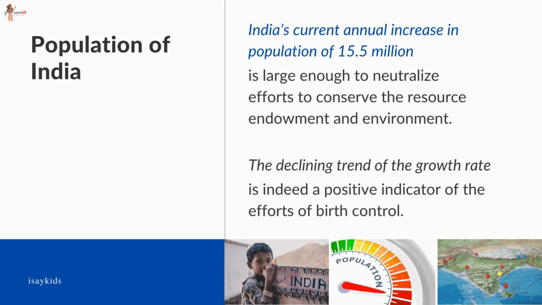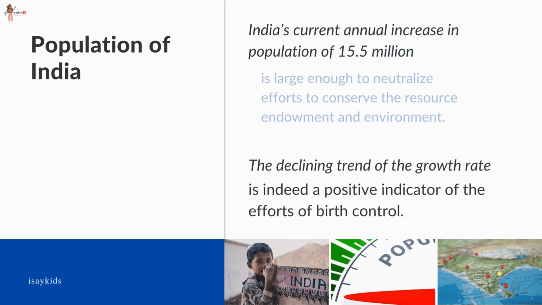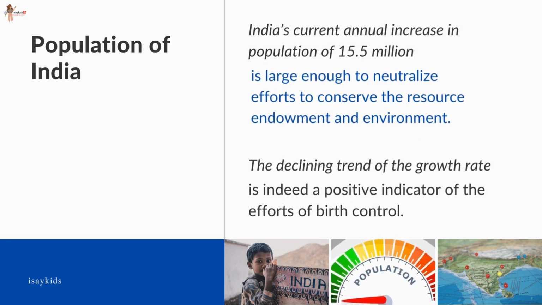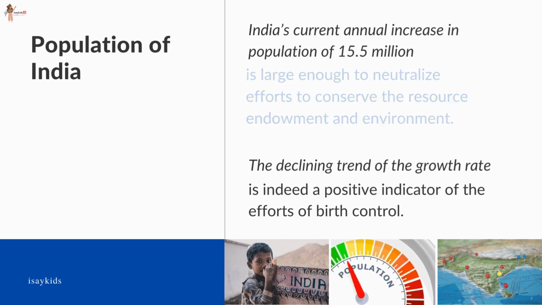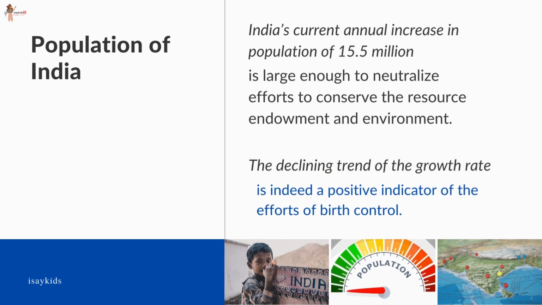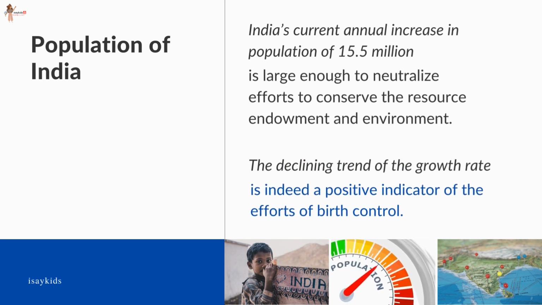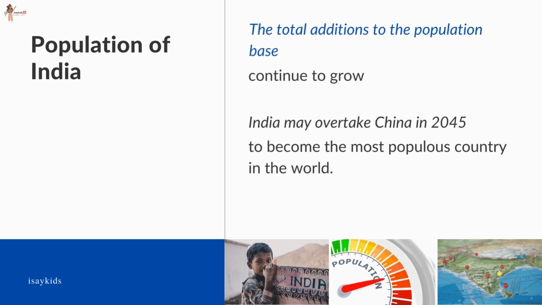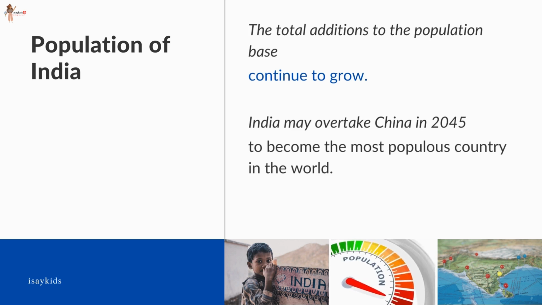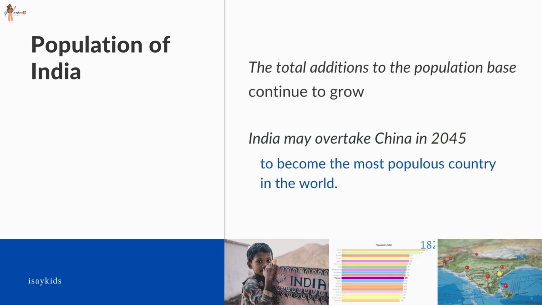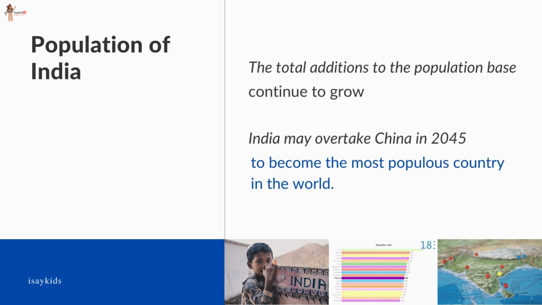India's current annual increase in population of 15.5 million is large enough to neutralize efforts to conserve the resource endowment and environment. The declining trend of the growth rate is indeed a positive indicator of the efforts of birth control. Despite that, the total additions to the population base continue to grow, and India may overtake China in 2045 to become the most populous country in the world.